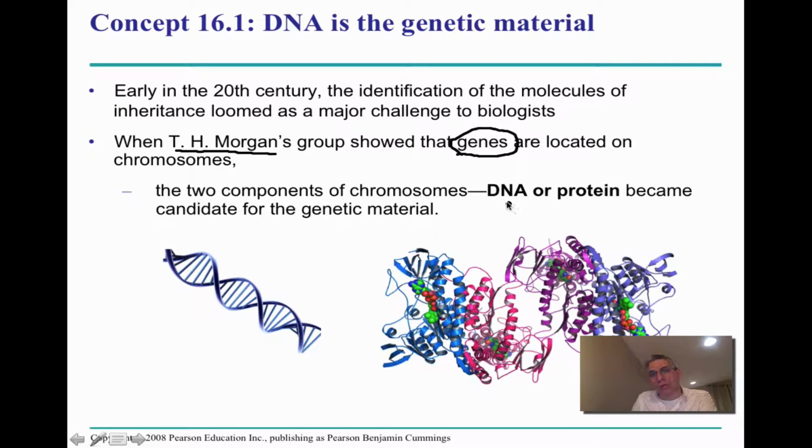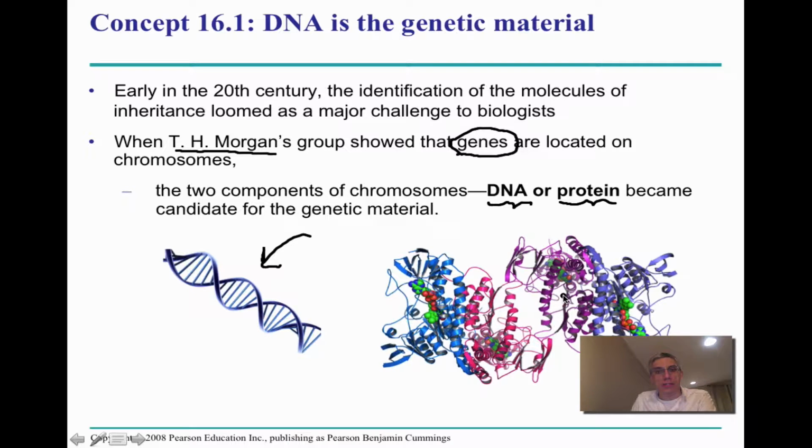There were two different components that scientists hypothesized the genes could be made of. One of those was DNA, and the other was protein. What you see down here towards the bottom is an example of both. This represents the double helix nature of DNA, so it's something you're familiar with. Over here, this represents a protein.